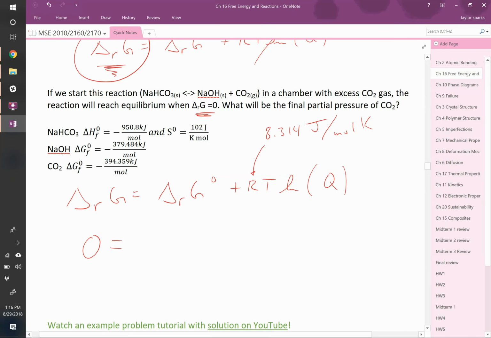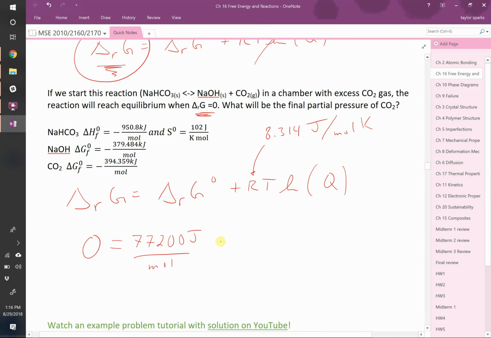We're going to use the same delta Rg as we just solved for. That's a positive 77,200 joules per mole. Notice I went ahead and converted that to joules instead of kilojoules because our gas constant is in joules. Doesn't matter which one you do. If you want to work this problem in kilojoules or joules, just make sure that you're consistent.